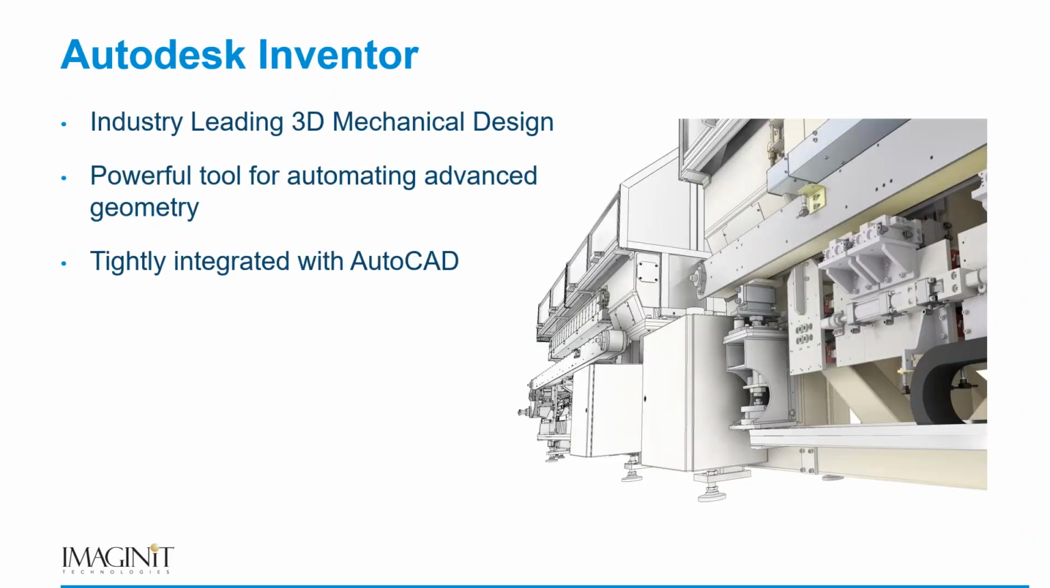So on the other side that we'll be taking a look at is Inventor. So here we have 3D mechanical design. And a way to think about Inventor is it's a really powerful tool for automating advanced geometry. So that advanced geometry could be sheet metal. That could be tube and pipe, where I'm putting in a route and I want to put in all my fittings and all my rigid tube that comes in as part of that.